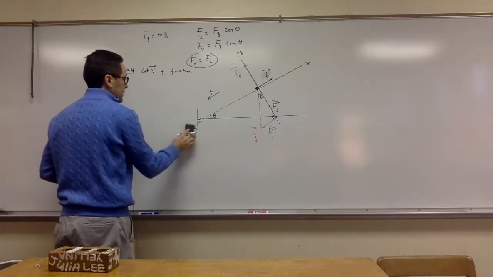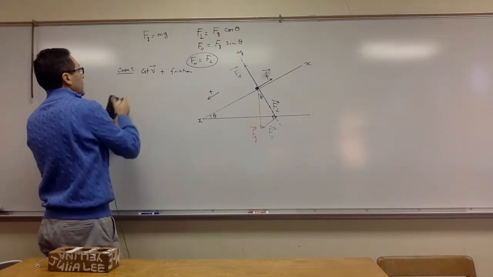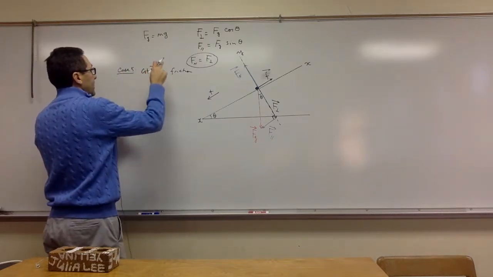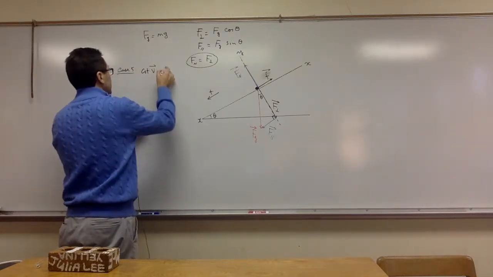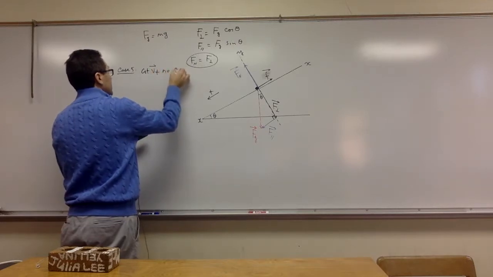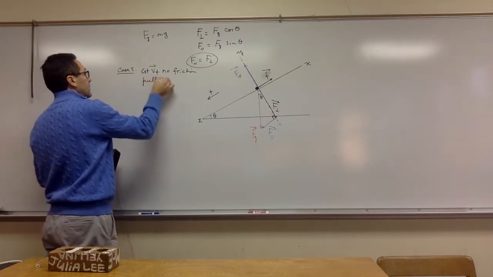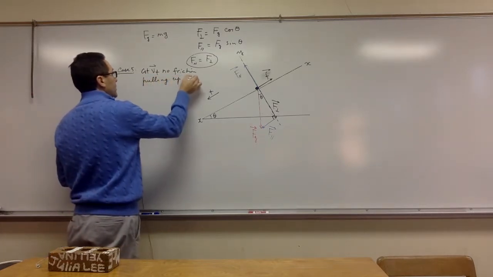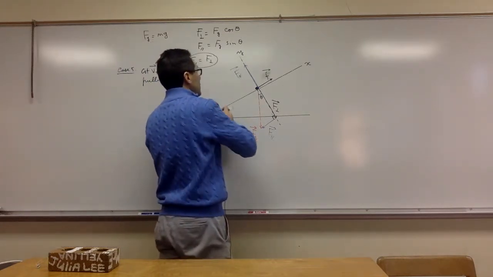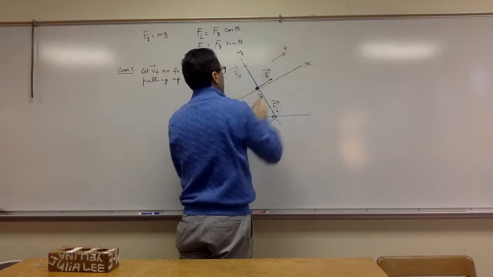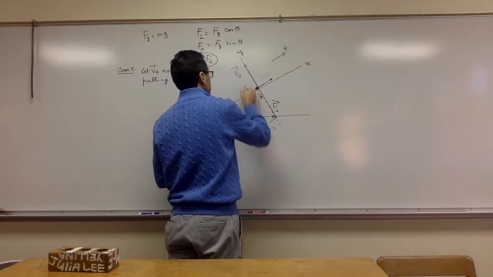Let's look at other cases. Let's look at case 5. We're going to go constant velocity without friction, but this time we're going to be pulling up the ramp. Pulling or pushing up the ramp is the same thing. So now if we're going up the ramp, I'm going to change up as positive, and friction will no longer be there. Friction will be down here.